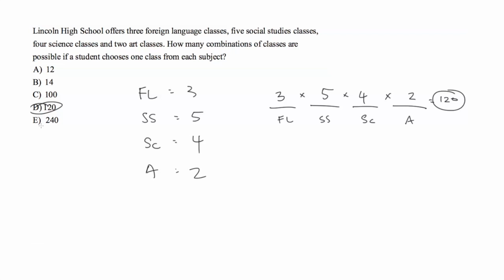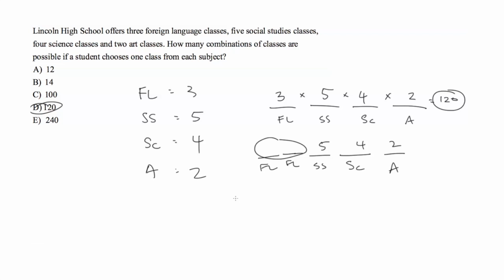Now this would be completely different if, say, the student were taking 2 foreign language classes, a social science, a science, and then art. These numbers would stay the same for social studies, science, and art, but in this case it would not be the same, because we'd have to do a combination.